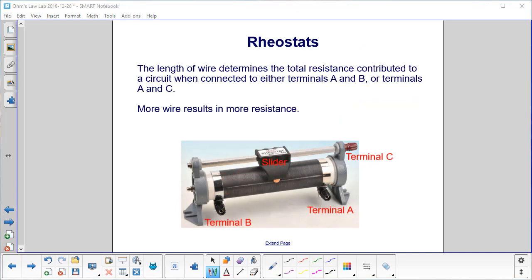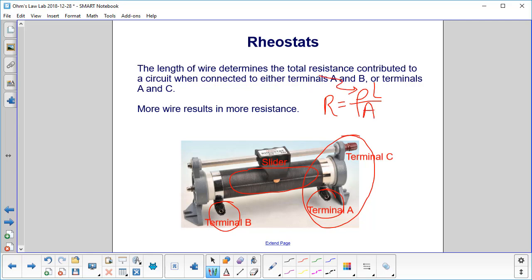The length of wire, and that's this coil over here, how much wire you have in there, will determine the total resistance contributed to a circuit when you connect it either to terminals A and B or between terminals A and C. More wire results in more resistance, and the equation for resistance is rho L over A. Rho is a constant, the resistivity depending on what the wire is made of. L is the length of the wire, and A is the cross-sectional area of the wire. We're going to keep A constant and just change the length.